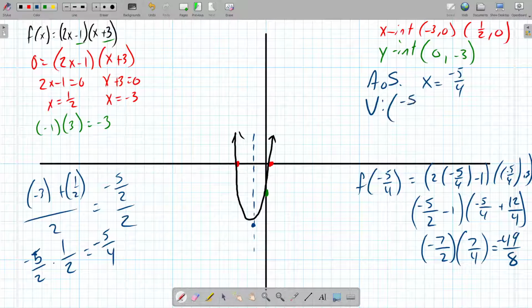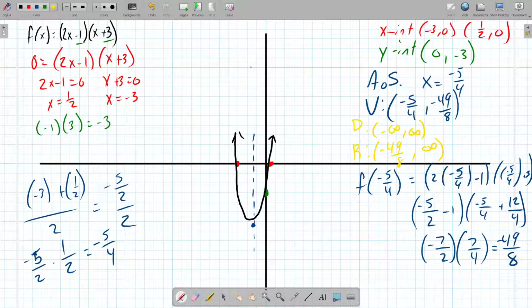The vertex is at (-5/4, -49/8). Domain, always, always, always, all real numbers, negative infinity to infinity. And again, we have a parabola that is facing up, so the range is going to be from the y value of the vertex, -49 over 8, all the way up forever and ever and ever, all the way up to infinity. Again, we have all of the appropriate information labeled, we have a sketch of our parabola, and we have all of the supporting work to go with our answer.